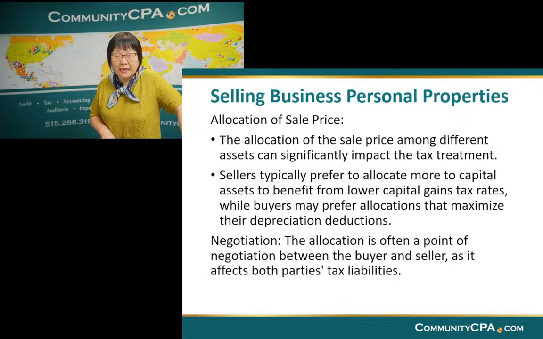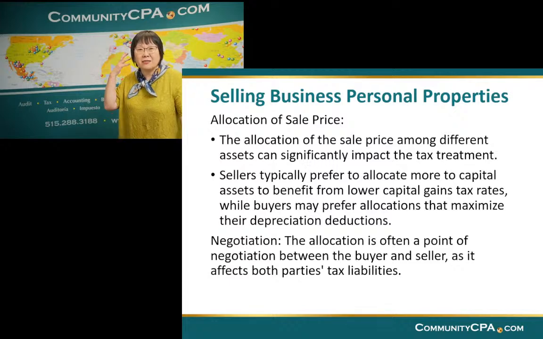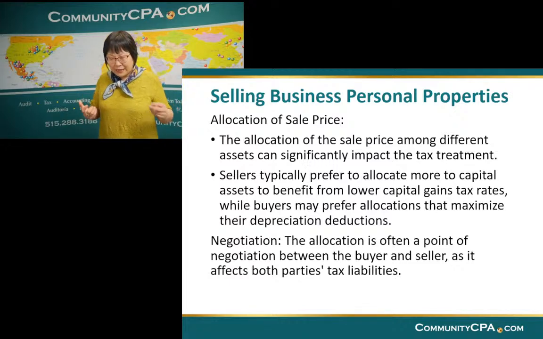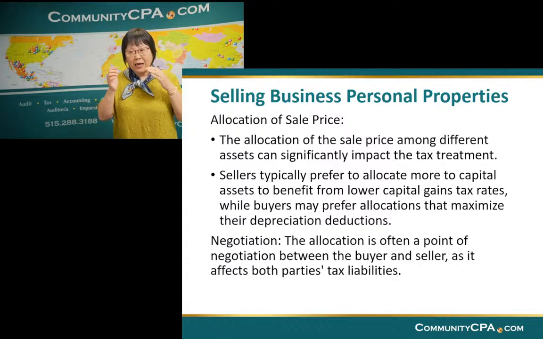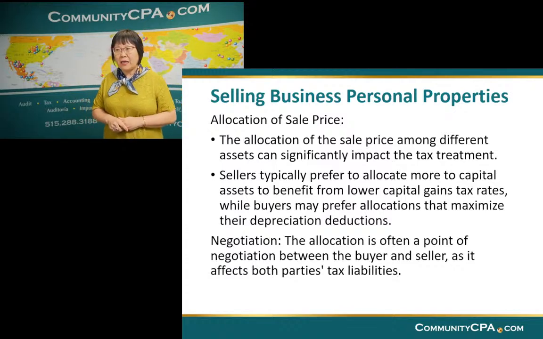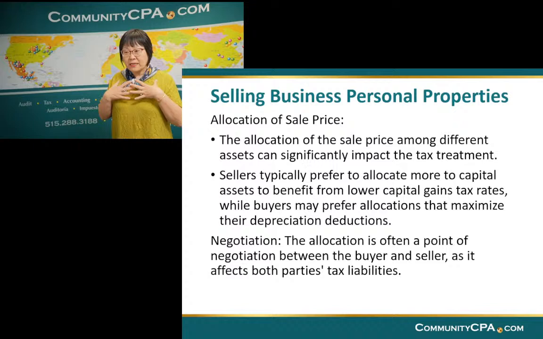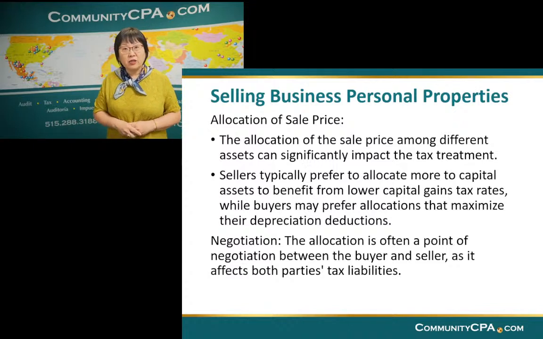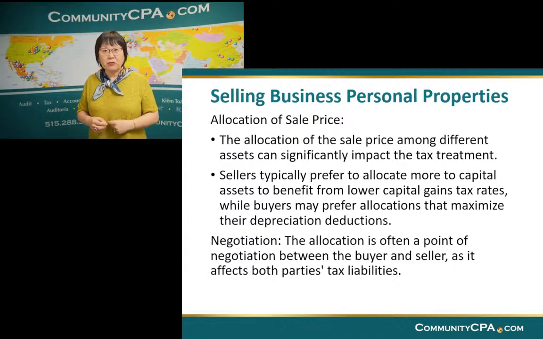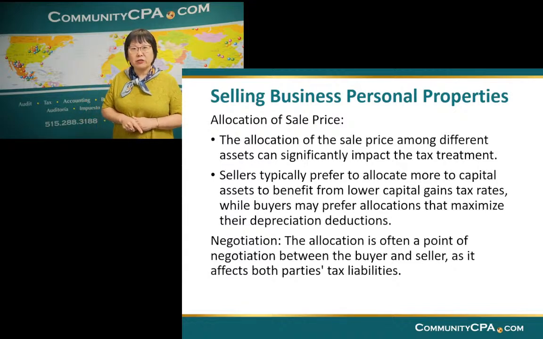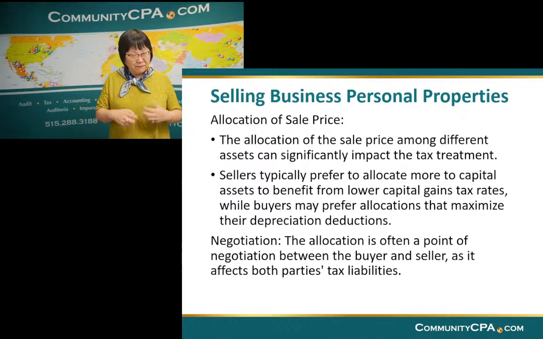Allocating sales price is a negotiation. The allocation often is a point of negotiation between the two parties because the tax liability is just not the same. Let me give you an idea. Let's say I am selling a business to you for $100. Out of the $100, I tell you that 100% is actually goodwill because I built my name, and 100% is my goodwill.